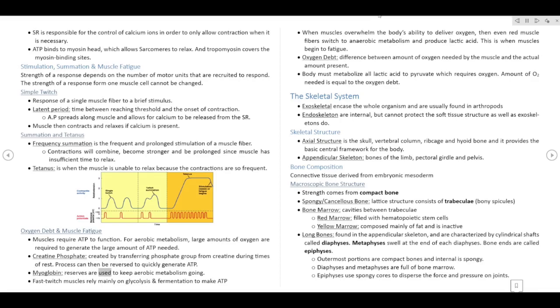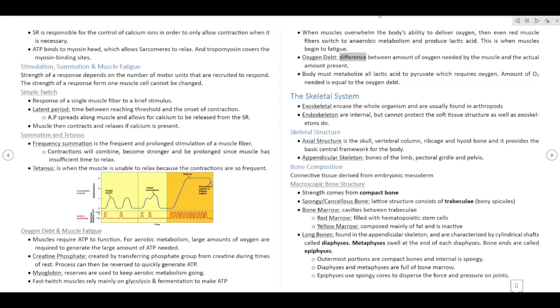Myoglobin reserves are used to keep aerobic metabolism going. Fast twitch muscles rely mainly on glycolysis and fermentation to make ATP. When muscles overwhelm the body's ability to deliver oxygen, then even red muscle fibers switch to anaerobic metabolism and produce lactic acid. This is when muscles begin to fatigue.